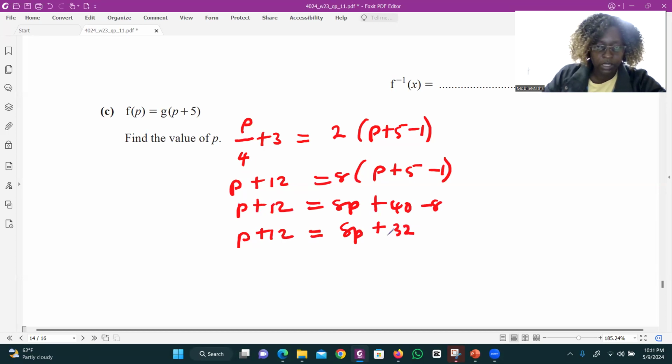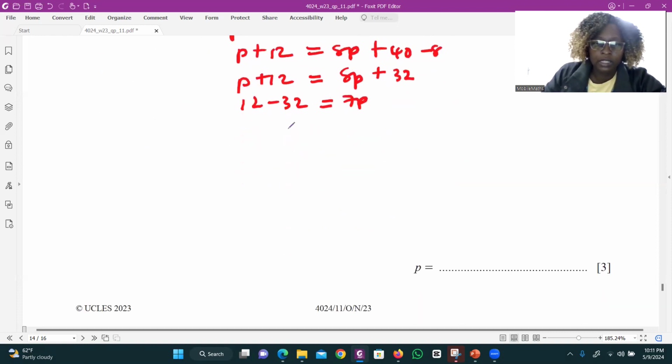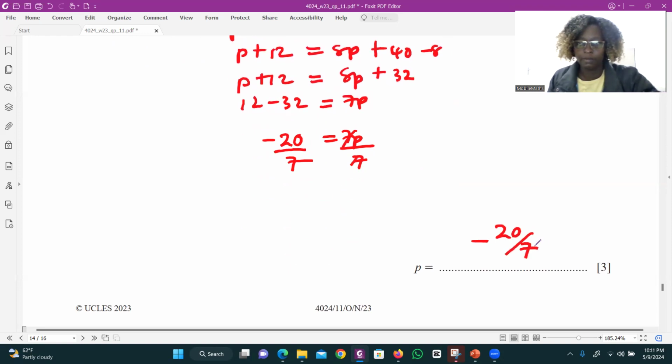Taking 32 this side and p this side, I'll have 12 minus 32 is equal to 7p. Okay, let's simplify. This is going to give us minus 20 is equal to 7p. Dividing by 7, we get our p as minus 20 over 7. Okay, fine.